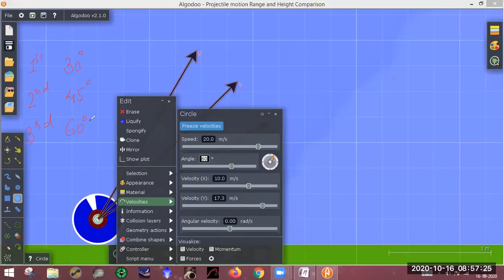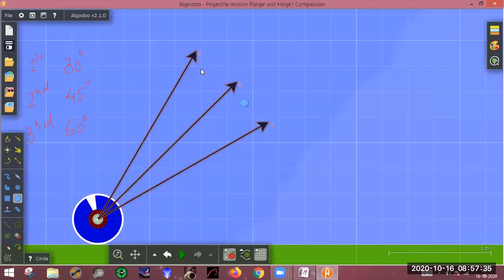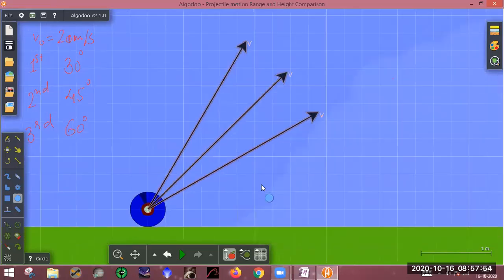So that's what you are seeing, right? Three different balls being thrown at the same speed. How much speed? Initial speed is the same, 20 meter per second. See, initial velocity is not the same, initial speed is the same. Initial velocity is not the same, right? Okay, so let's see what's going to happen.